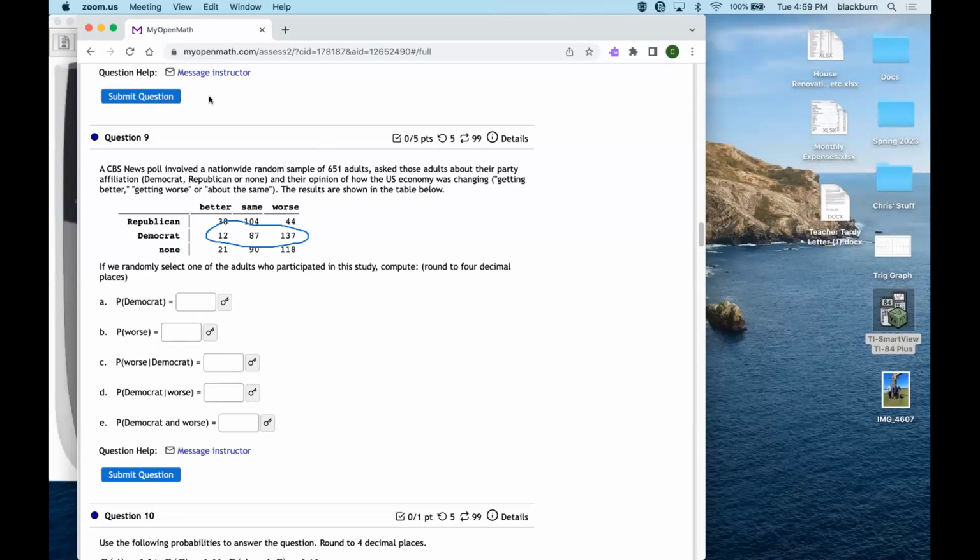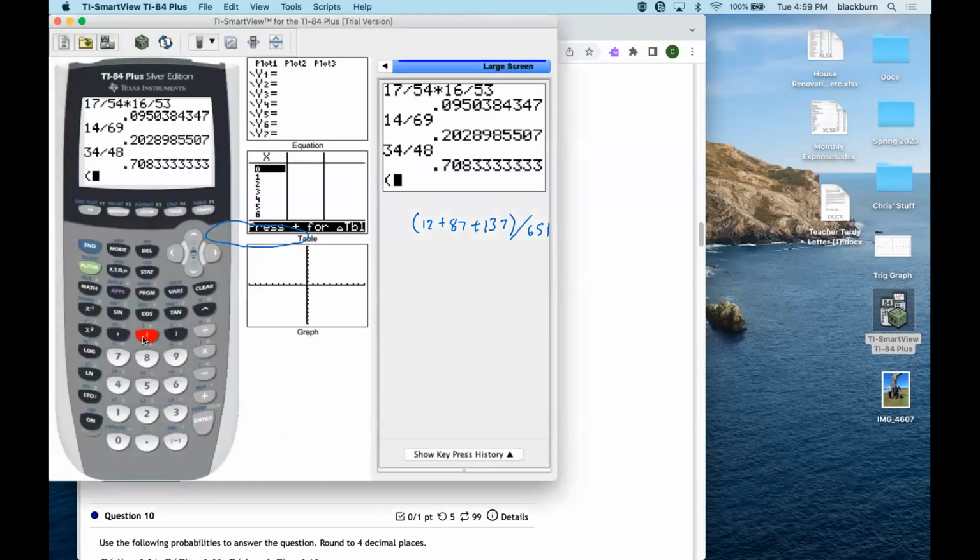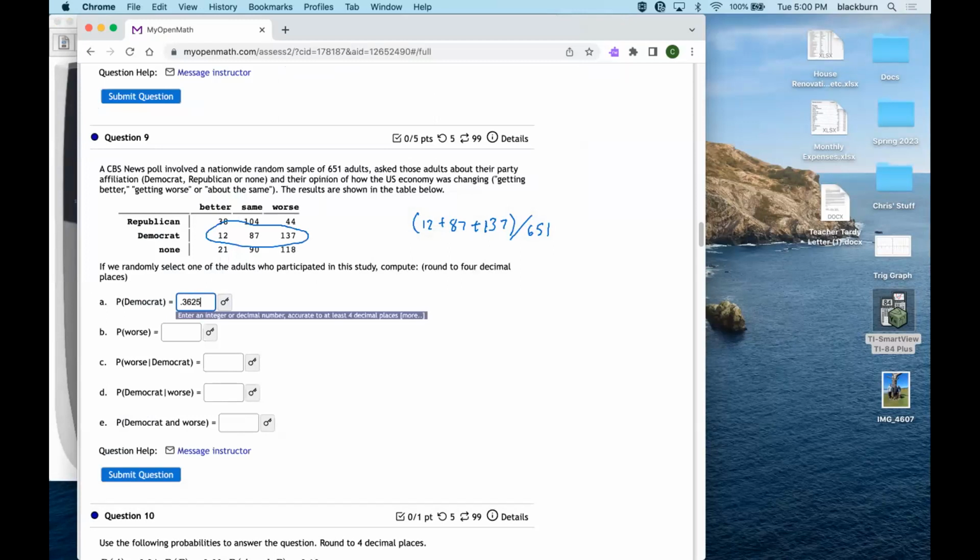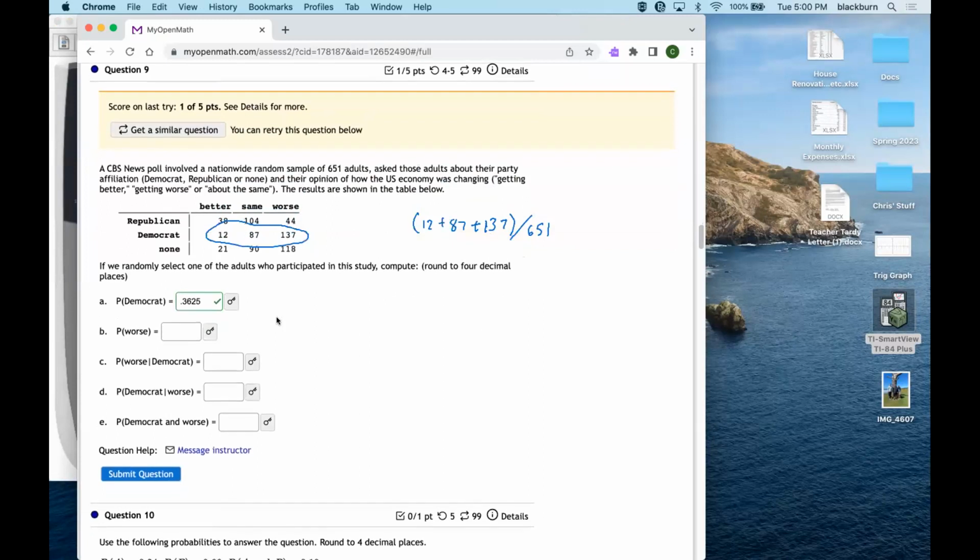So the way that would look on our calculator is, you've got to use your calculator with the parentheses sometimes, so we could make this calculation on our calculator. So that's the number of Democrats over 651. So that's going to be the calculation that we make. So let's see, 12 plus 87 plus 137 divided by 651. So we get 0.3625. So that's the probability that you have a Democrat if one person is randomly selected.